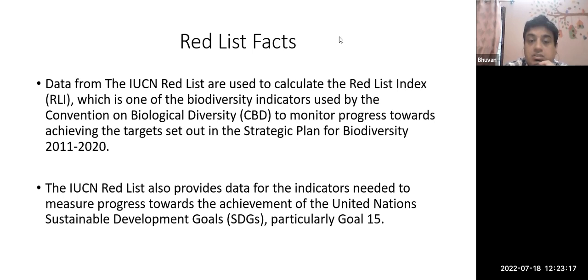And the IUCN Red List data is also used by the United Nations for achieving Sustainable Development Goal 15, which is life on land. So basically, it also depends upon the Red List data.